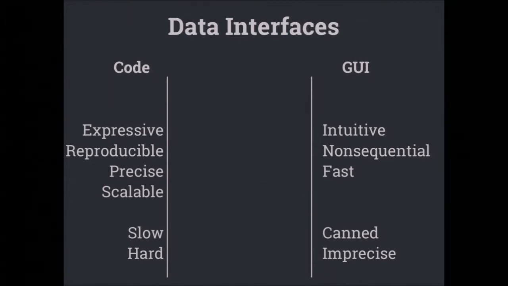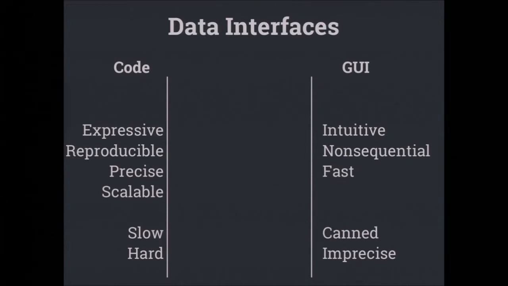It's also much less sequential. If it really is true that working with data is this organic, branchy process, it's hard to branch your thought process when you're writing code, especially in imperative languages like R or Python. But with a GUI, it really supports a lot of nonlinear exploration, which is great. And it tends to be really fast for the things that the GUI was designed to do.